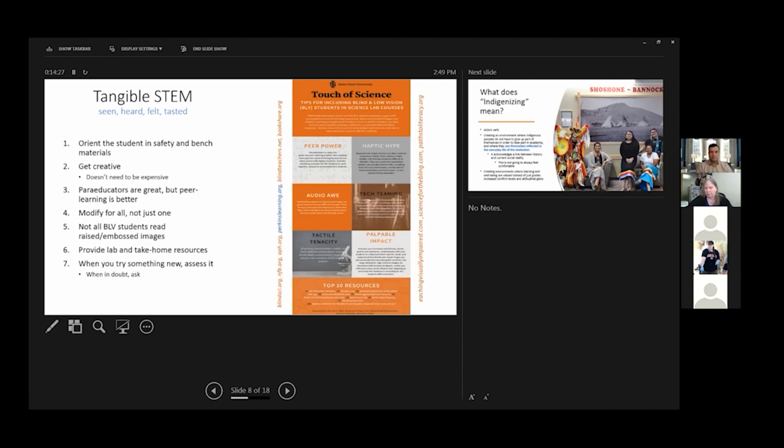Not all blind or low vision students know how to read or emboss images or versions of Braille, and that does need to be taken into consideration for how creative you can get. Anything you can provide that's take home, like that skeleton, really works well too. And try to assess as much as you can after.